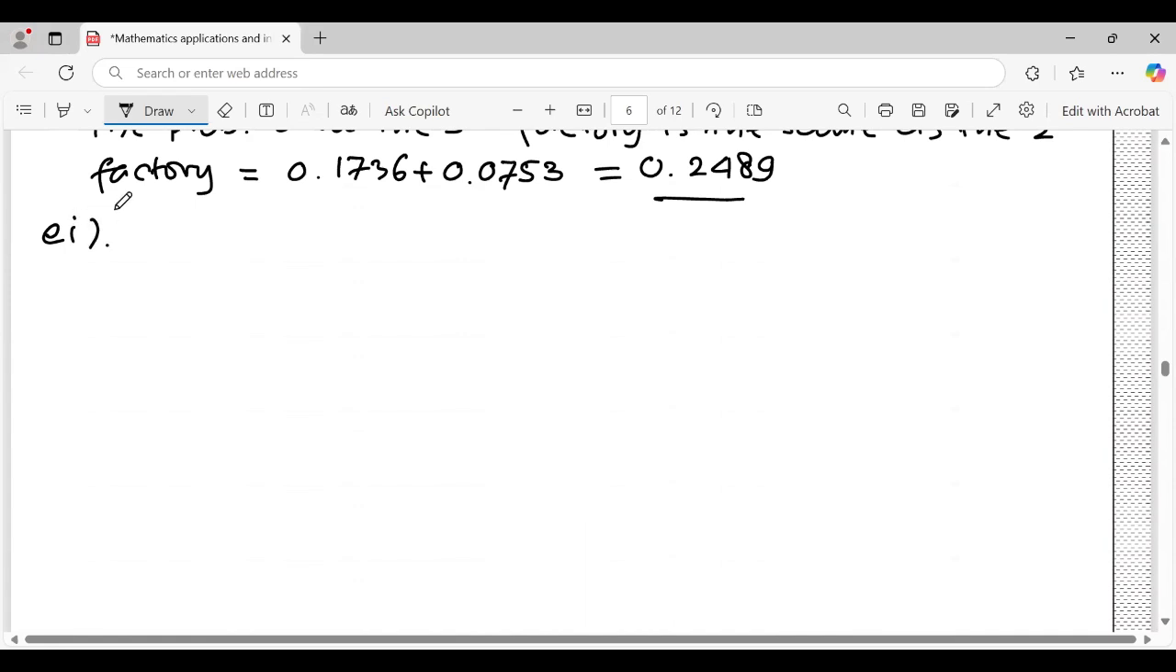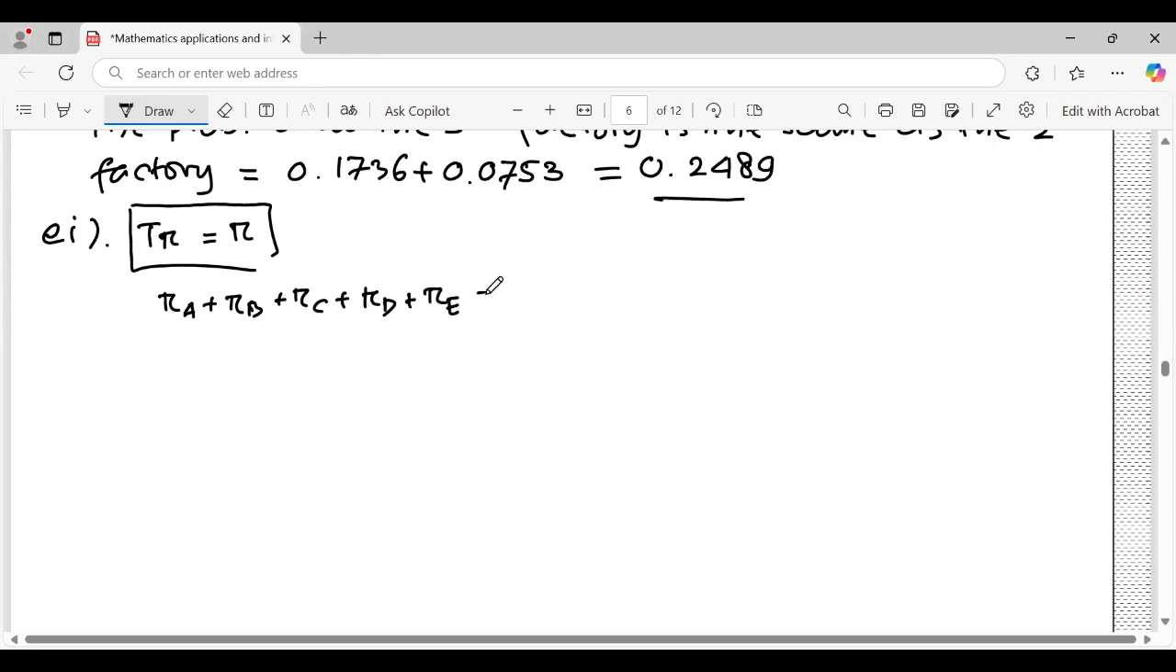We need to find the steady state vector because this question is about the long-term behavior of a Markov chain using transition matrix T. Based on the Markov chain rule, T times pi equals pi. And the sum of the elements of pi must equal 1, or pi A plus pi B plus pi C plus pi D plus pi E equals 1.